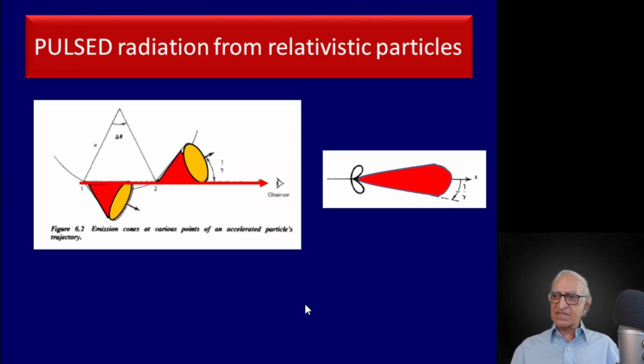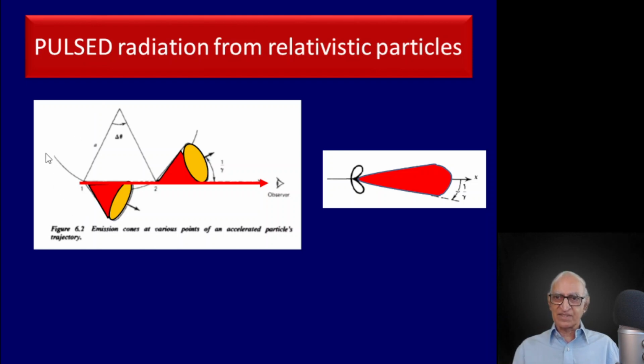Now, because the radiation is beamed in the forward direction, the radiation will also be pulsed. Why will it be pulsed? Imagine a particle going around in a circle. It is radiating all the time in a cone which is tangent to the circle. But you will only see it when the cone is pointing towards you. So you will only see radiation from this charge which is going around in a circle from one particular location, when the cone is pointing directly towards you. At other times it is radiating, but the radiation is going in some other direction.